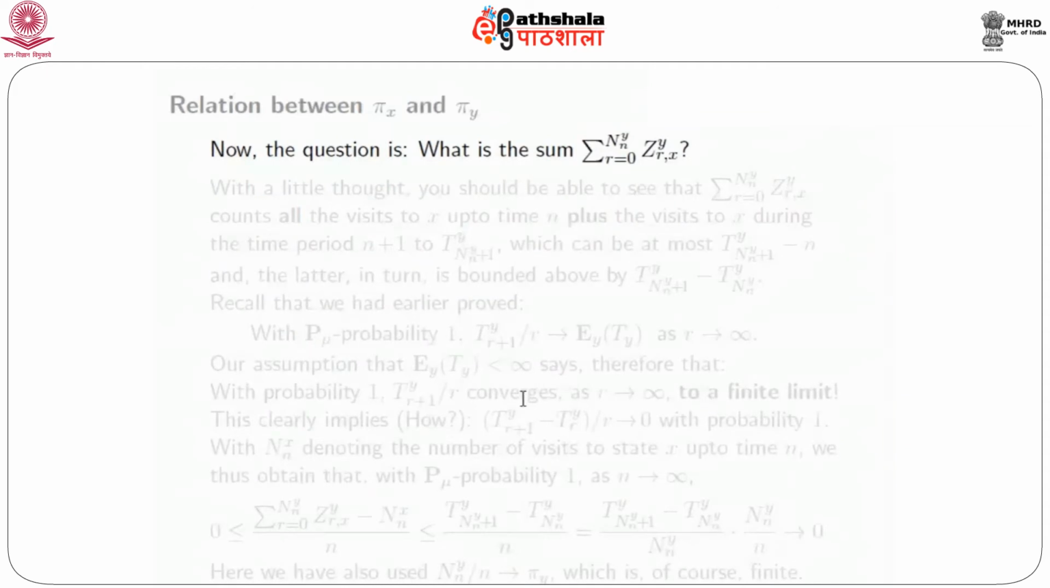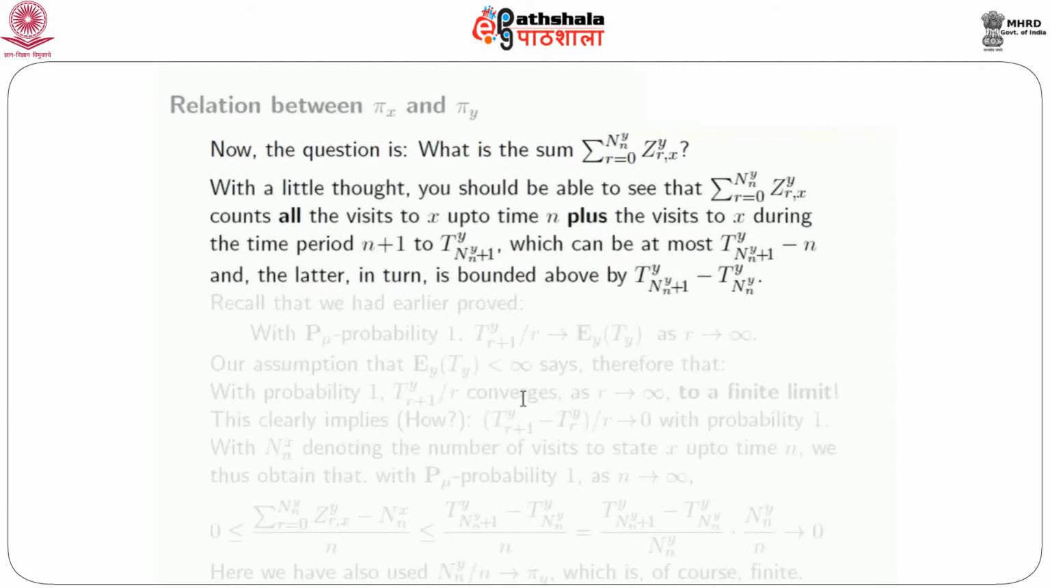Now let's try to understand what this sum on the left hand side is, whose limit after dividing by n we obtained. The sum over r equal to 0 to Nyn of Zrxy looks complicated, but what is this? Just a little thought and you should be able to see what it gives you. This sum counts all the visits to x up to time n, plus the visits to x during the time period n plus 1 to T(Nyn plus 1). Just think about it and you will be able to convince yourself that's exactly what it is.